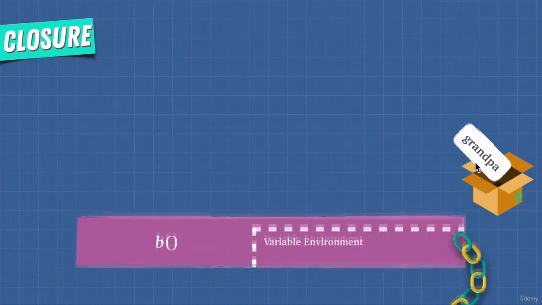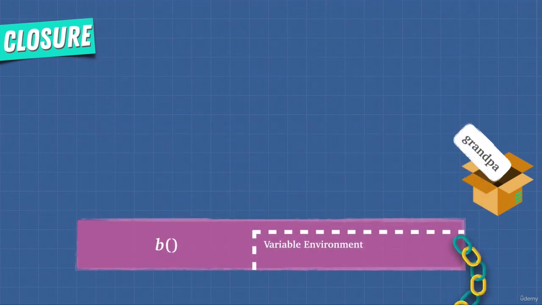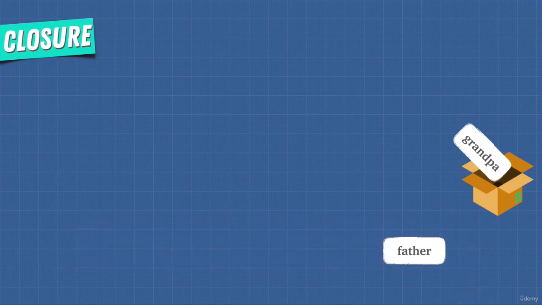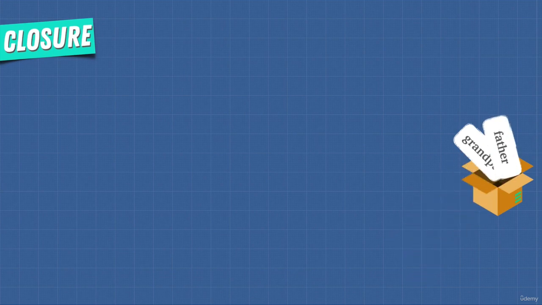So the next B function gets called. Again, we add it to the stack. A new variable environment is created, and we have father there. Once B gets popped off the stack, once again, father is being referenced by another function inside of it.